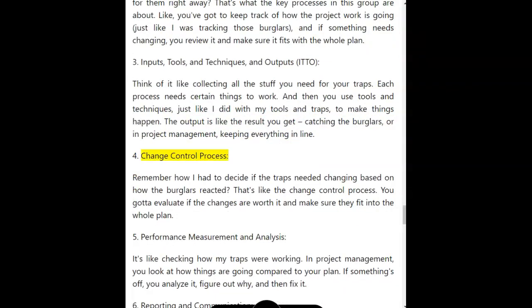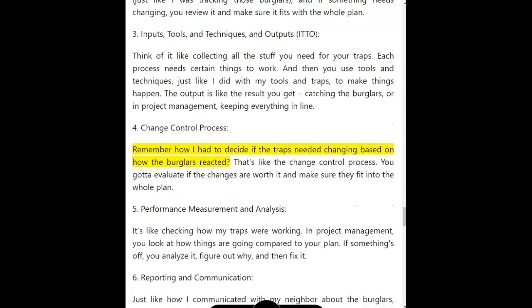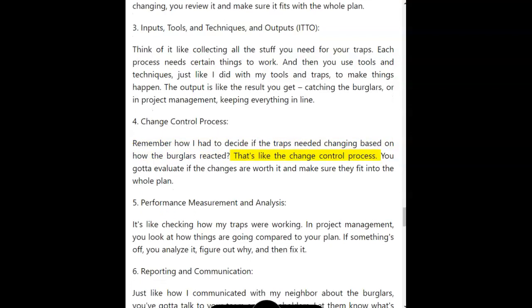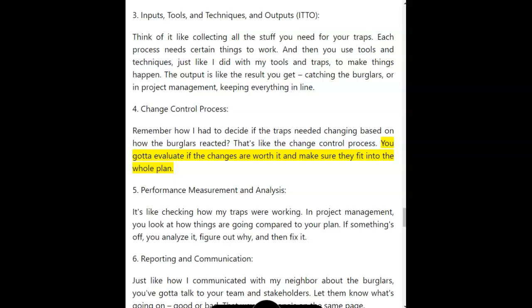4. Change control process. Remember how I had to decide if the traps needed changing based on how the burglars reacted? That's like the change control process. You've got to evaluate if the changes are worth it and make sure they fit into the whole plan.